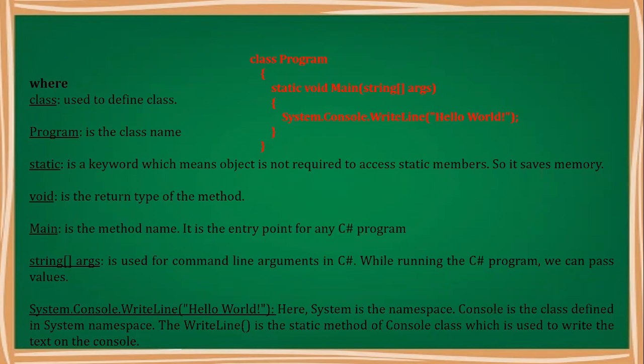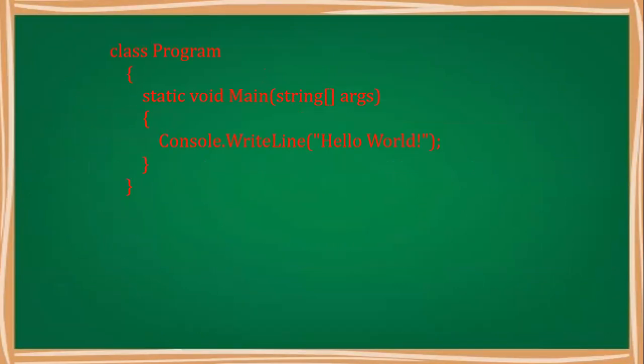The next line in the above syntax is called System.Console.WriteLine. Hello world is the parameter we have passed as a string type. Here, as I explained earlier, System is the namespace, the built-in System namespace. Console is the class defined in the System namespace. The WriteLine is the method in the Console class which is used to write text on the console. Okay, we'll go to the next part.